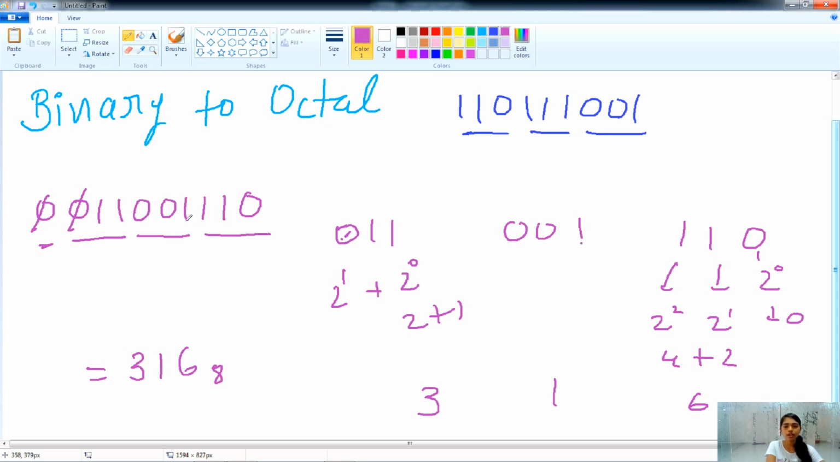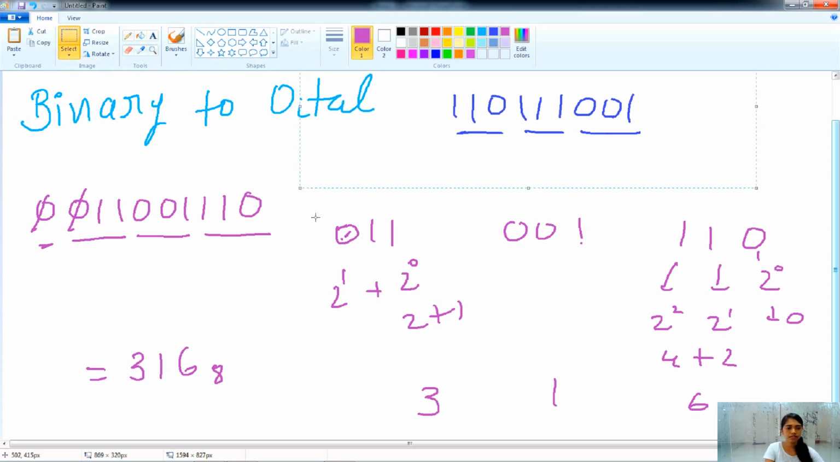Now you must be wondering why we are taking the group of 3. Why we are converting this whole binary number in 3 groups. In 3 number groups. Because there is a logical explanation behind this.